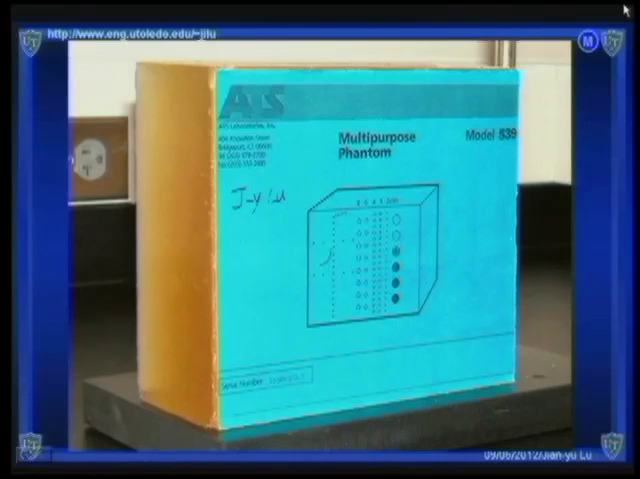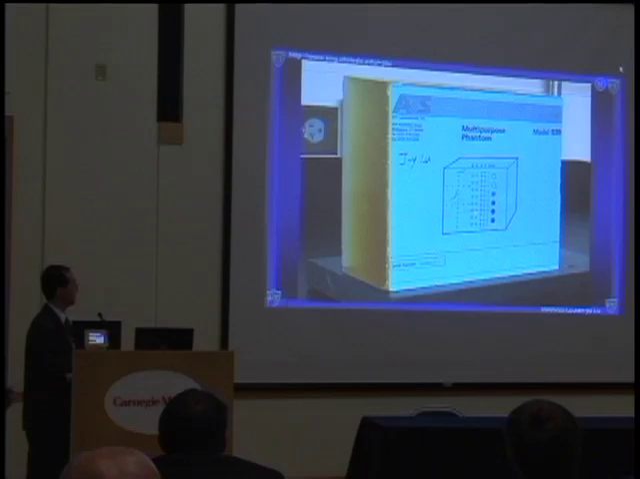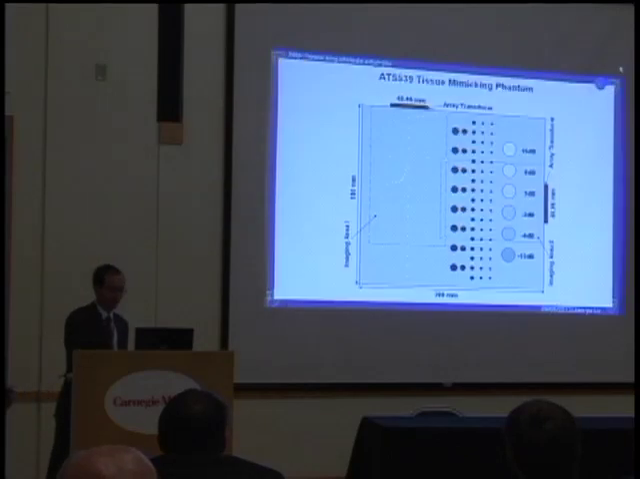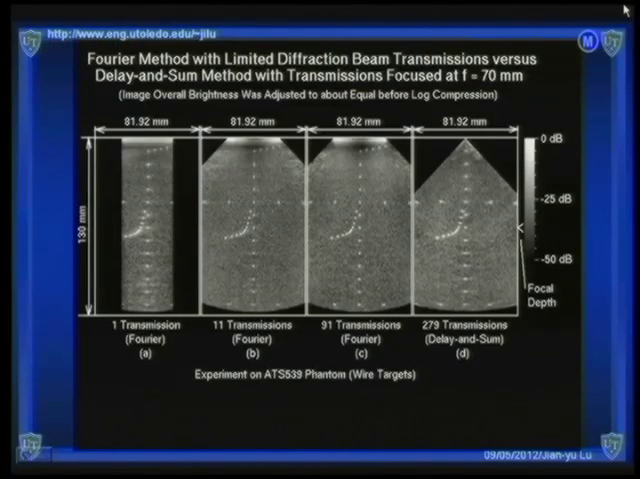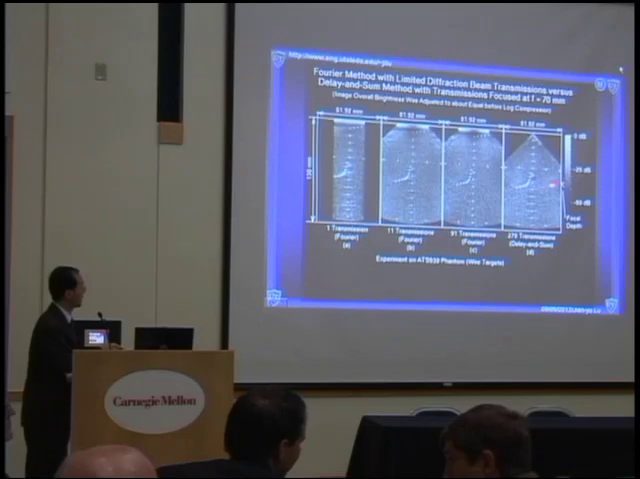And this is the phantom which I showed you in the water tank. Now this is a closer look, and there's a pattern object inside this phantom. This is a dimension where we can make an image in this area as well as in this area. Then we can compare the images. This uses 1 transmission, Fourier reconstruction 11 and 91. And then we can use 279 transmissions to focus at these depths.